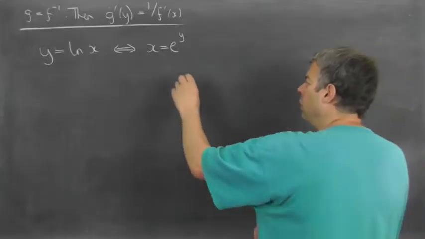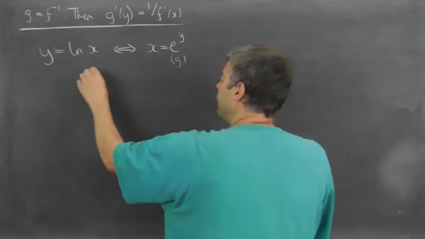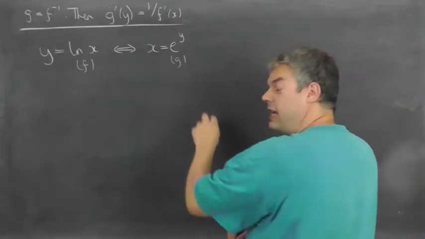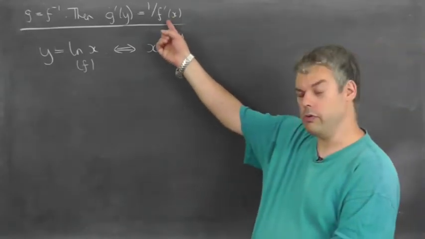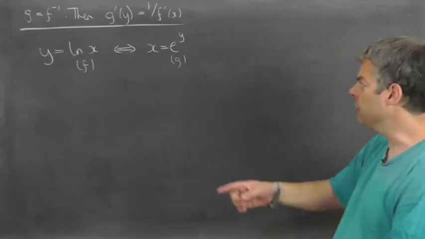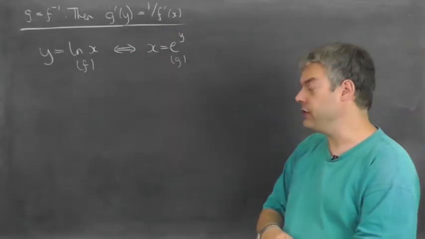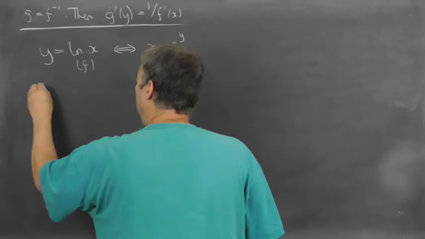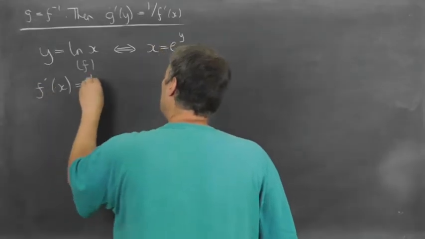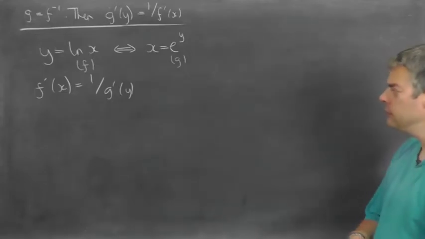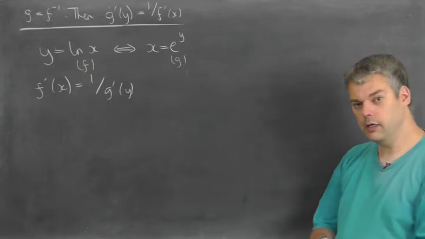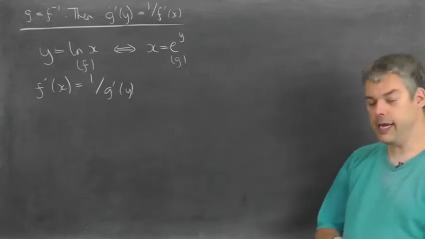So we'll call this function g and this function f. Really here we're interested in f dash and not g dash. So we should really write this the other way around, shouldn't we? So f dash of x is 1 over g dash of y. Now, if x is e to the y, then g dash of y is again e to the y.